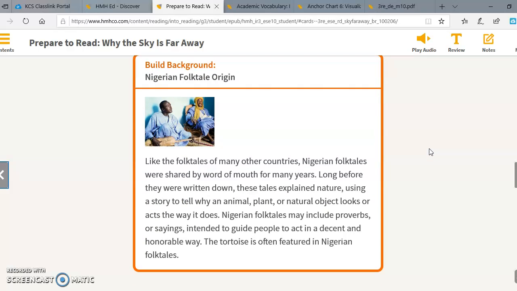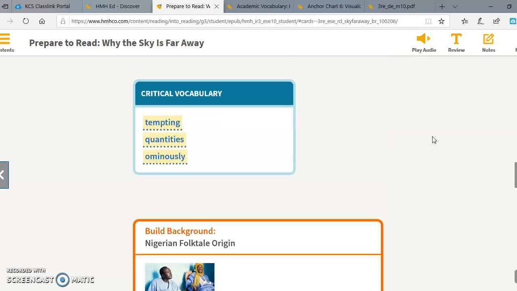So let's build a little background here on the Nigerian folktale origin. It says, like the folktales of many other countries, Nigerian folktales were shared by word of mouth for many years. Long before they were written down, these tales explain nature, using a story to tell why an animal, plant, or natural object looks or acts the way it does. Nigerian folktales may include proverbs or sayings that are intended to guide people to act in a decent and honorable way. The tortoise is often featured in Nigerian folktales.